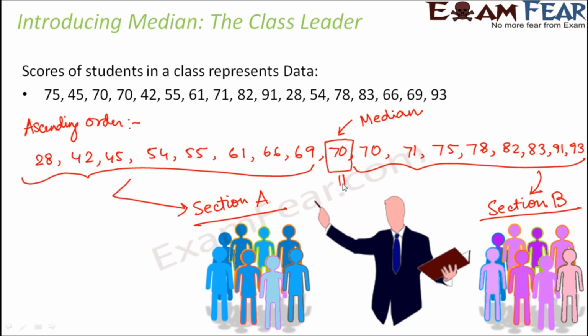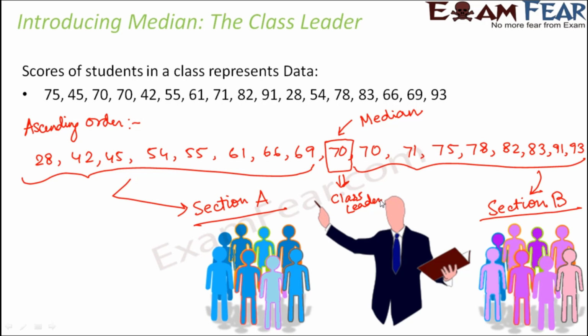Now what happens to this student who is actually the median, who has scored 70? So this median becomes the class leader. He is someone who has scored average marks, not very low, not very high. So his performance is kind of average in the class. So this person becomes the class leader, managing both the sections. So this is how you can divide a group of data into two different sections depending upon their values, right? So that is the significance of the median.